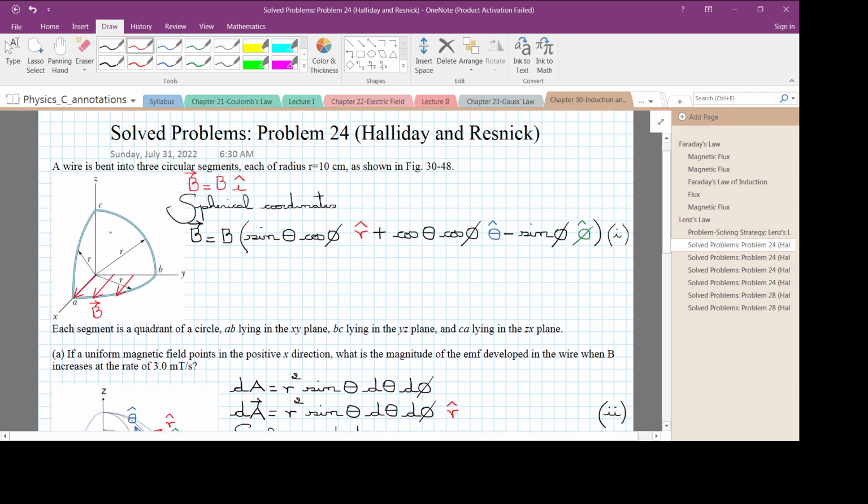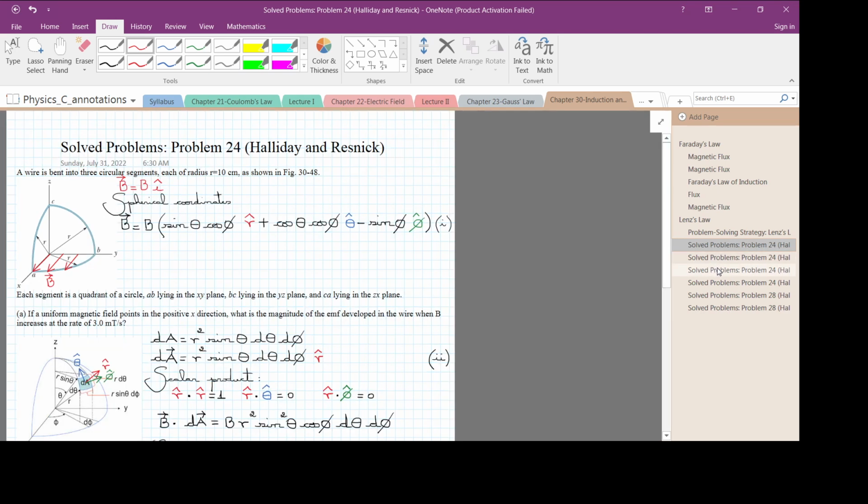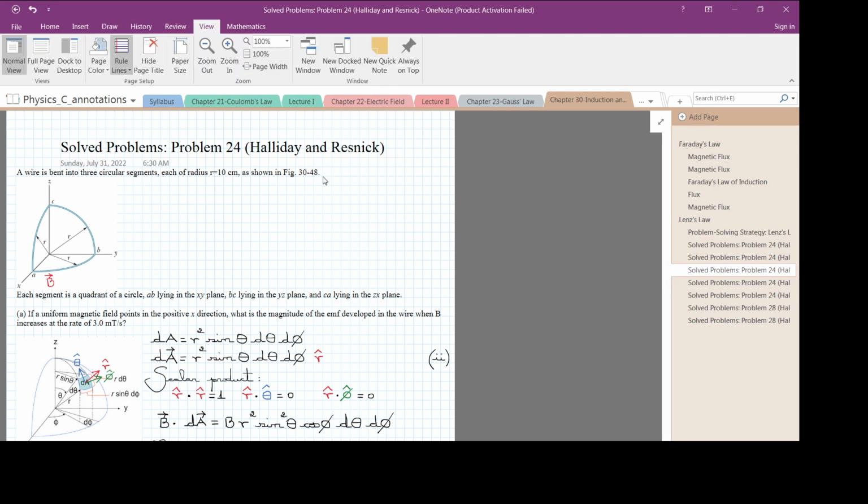In our solution, since this magnetic field is completely in the I hat direction, the only area you should be interested in is represented by this quarter of a circle here. You can also solve it by considering a projection of this spherical area into this quarter of a circle. Let's make another page here, maybe it's easier to show what I mean. This is an alternative way of solving this problem.